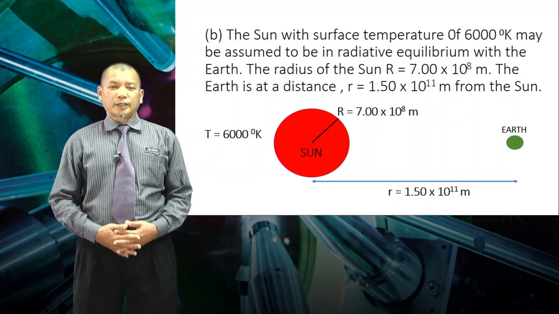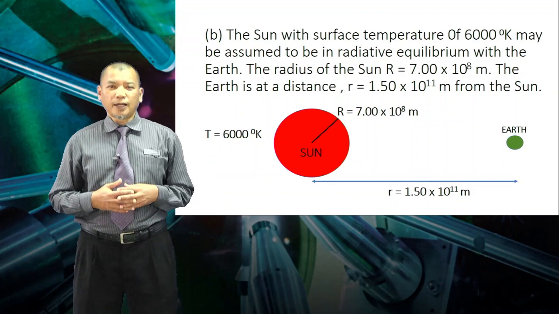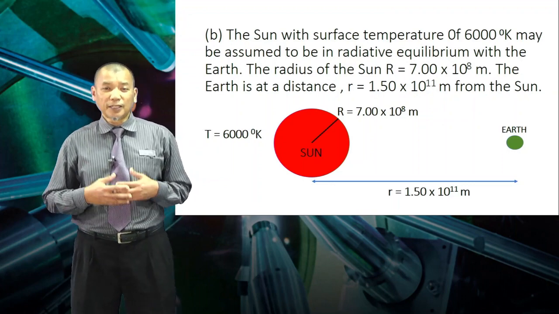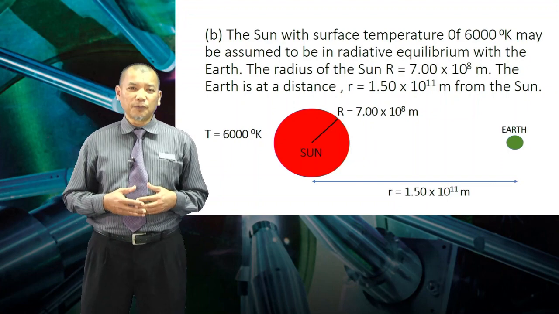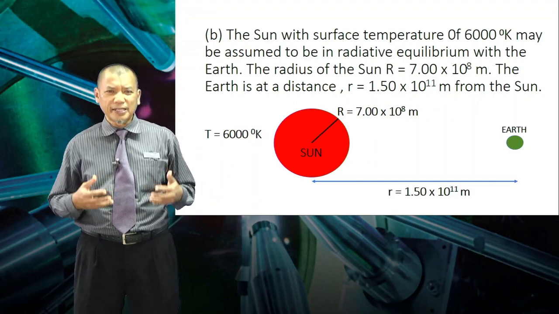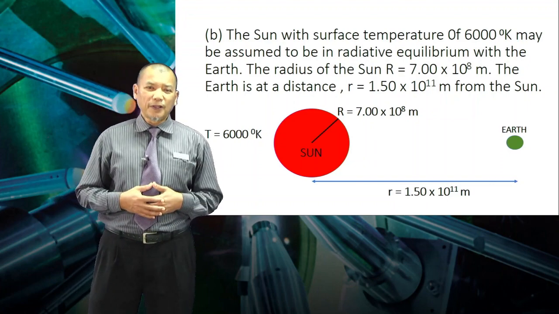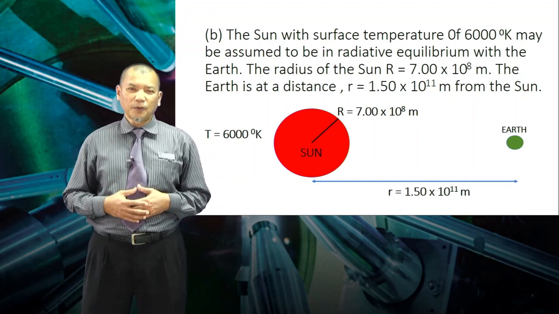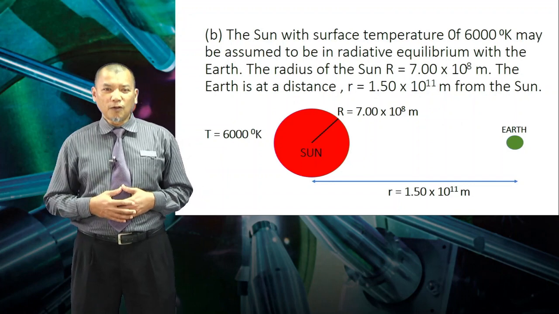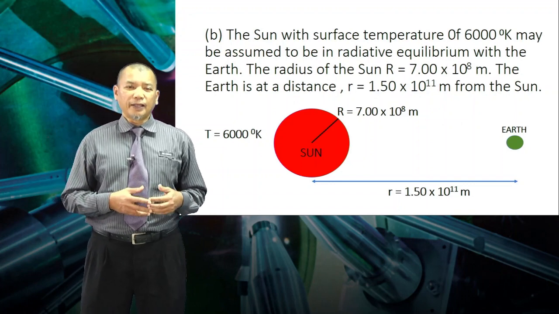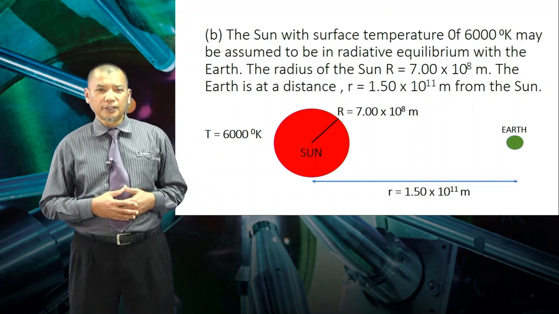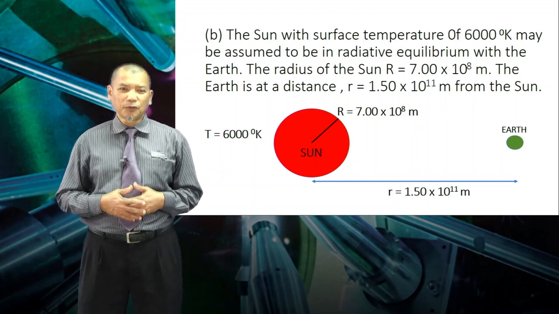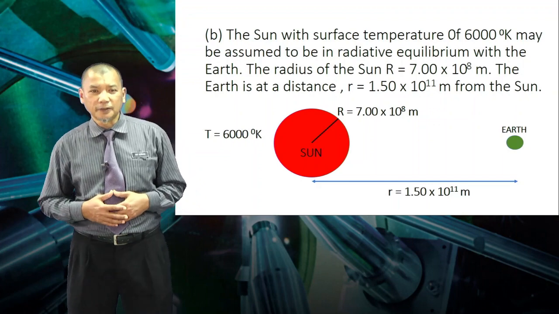Okay, now we look at question number 20b. The sun with a surface temperature of 6,000 Kelvin may be assumed to be in radiative equilibrium with the Earth. The radius of the sun, r, equals 7.0 times 10 to the power of 8 meter, and the Earth is at a distance, R, equal to 1.5 times 10 to the power of 12 meter from the sun.